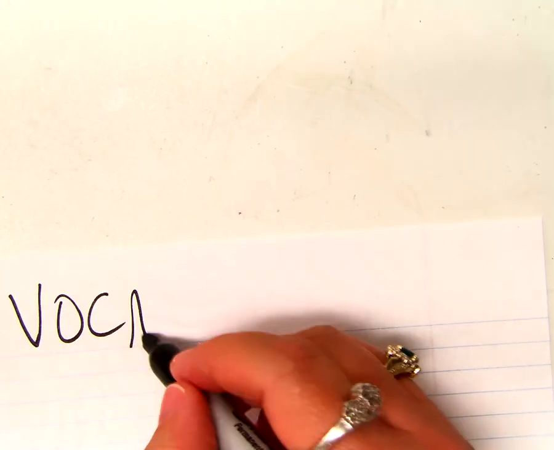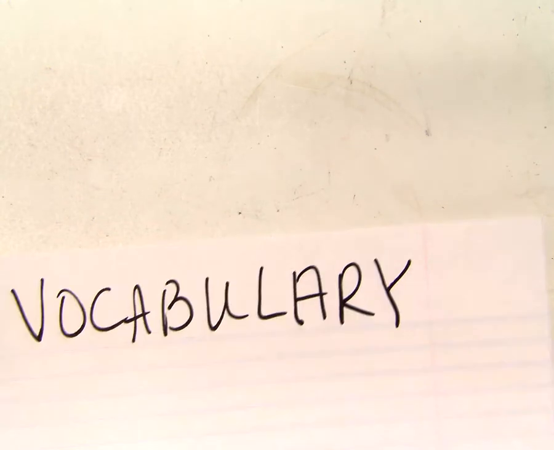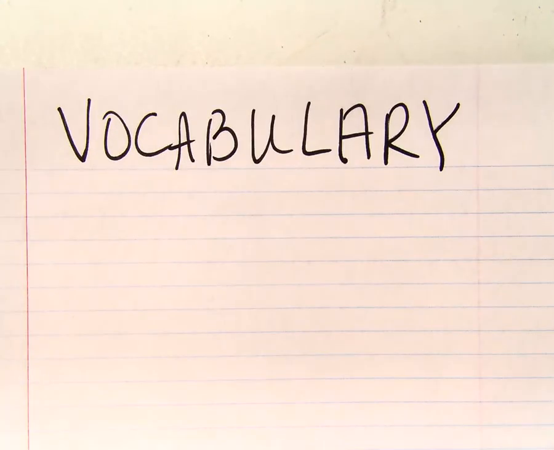So on the piece of paper that you have on your desk, what do you have at the top of it? Vocabulary. What do you think we're going to put on here? Oh, vocabulary. You were. See, this is why I knew you were pre-AP. That's how I knew. All right.